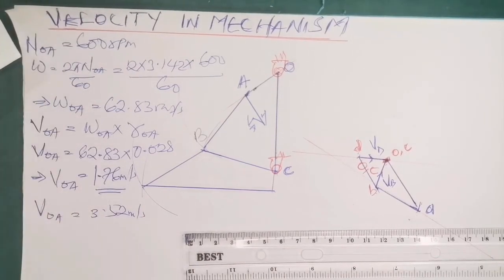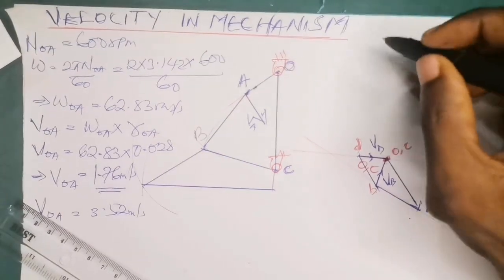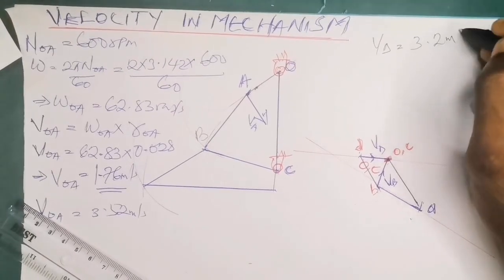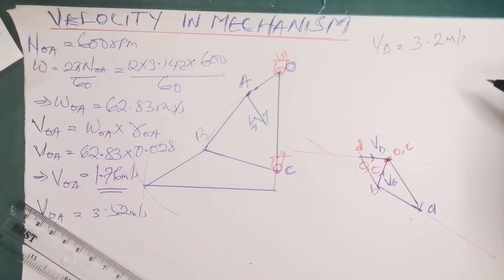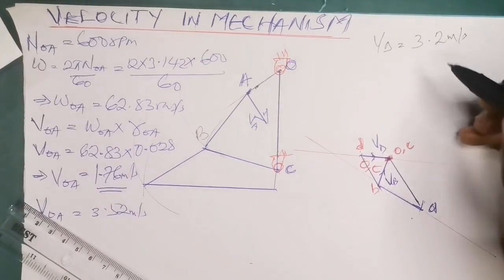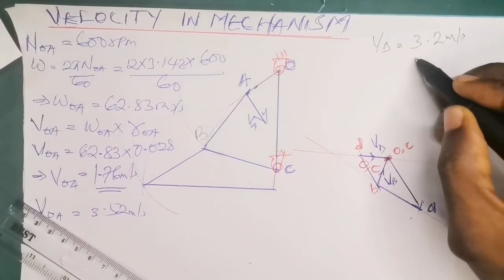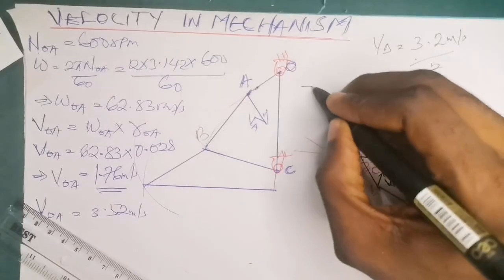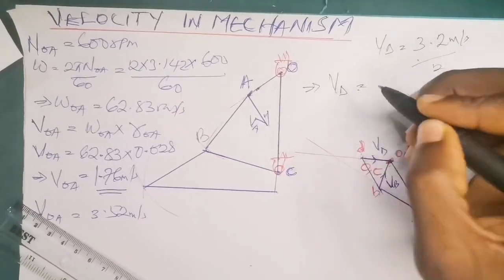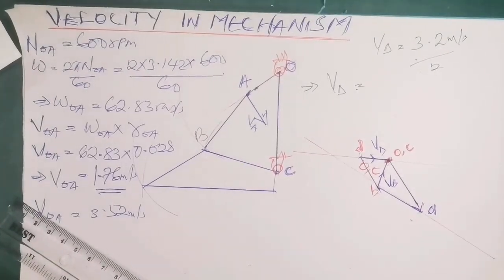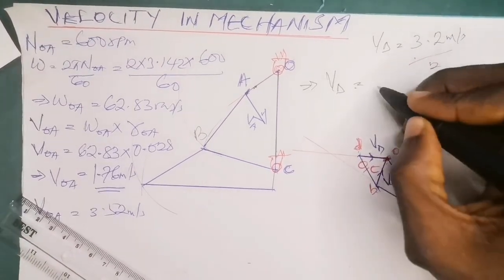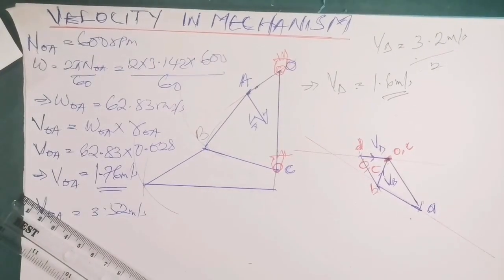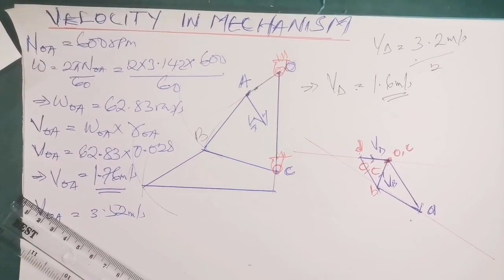All right, so VD gave us 3.2 meters per second. But remember the scale we took earlier, we had to multiply all the sides by 2. Which means we are going to be dividing this by 2. So the velocity at point D is going to be 3.2 divided by 2. That simply gives us 1.6 meters per second. So this is the true velocity at point D, 1.6 meters per second.